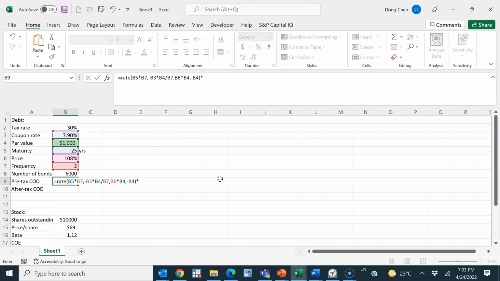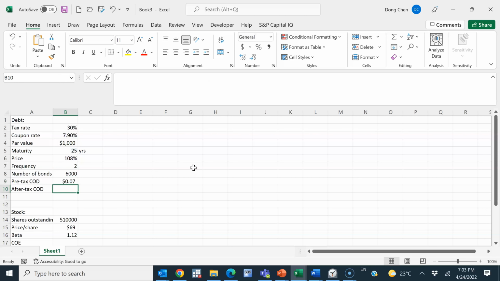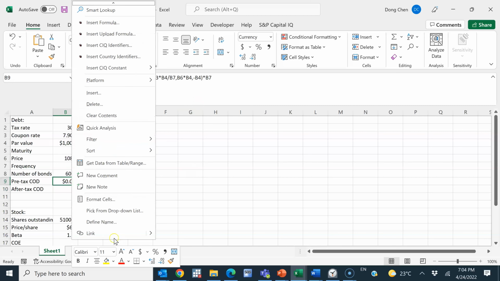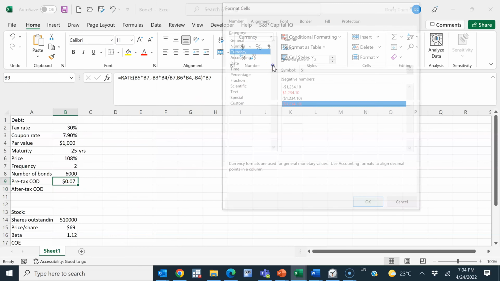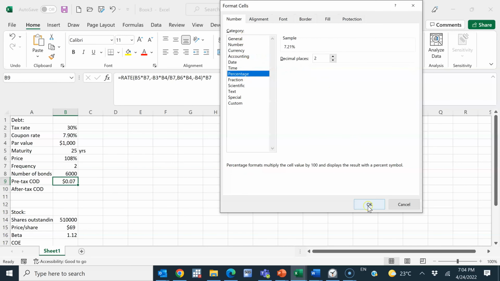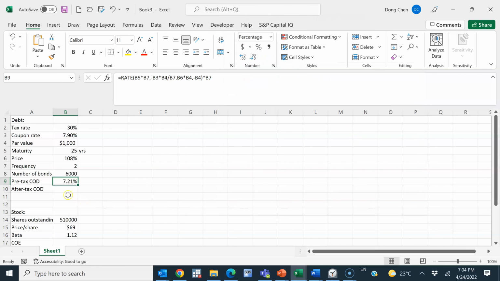So after that, I still need to multiply this by the frequency to get the annual pre-tax cost of the debt. So this is not in dollars, so I need to change the format; this needs to be in percent. And after-tax cost of debt basically is the pre-tax cost of debt multiplied by 1 minus the tax rate, right?